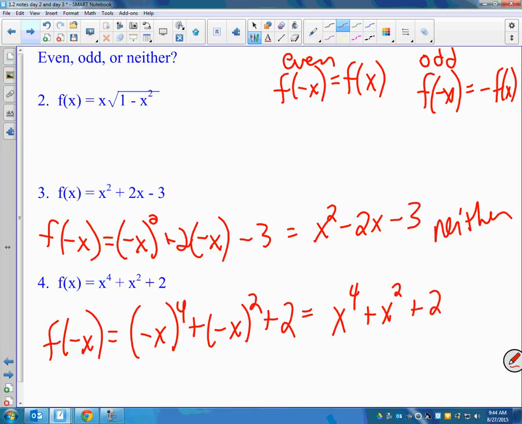Right? When I take a negative number to an even exponent, it's still going to be a positive number. So I say number 4 is even. Do you think you could think of a rule that would help you find an even function really easily?